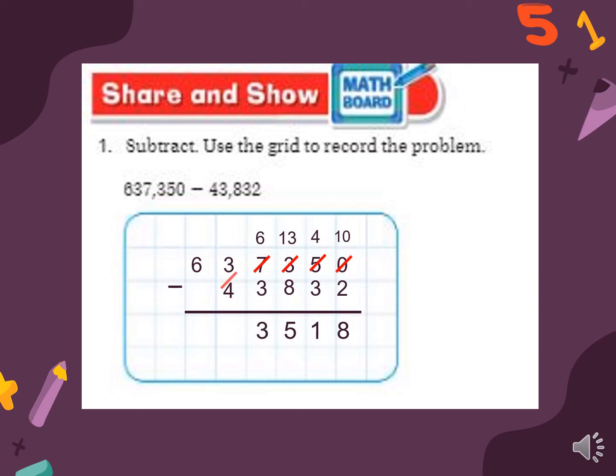And then let's proceed again to the next number. The 4 cannot be subtracted from 3 because 3 is smaller than 4. So we need to borrow again from 6 so that the 3 will become 13 and 6 will become 5. Don't forget. Okay, now 13 minus 4 equals 9. Because there's no other number under 5, we just write it down. So our answer is 593,518.